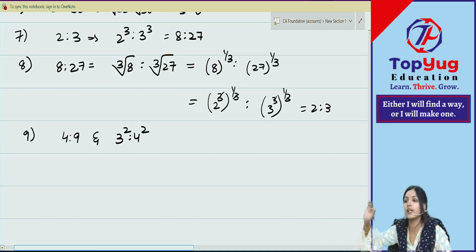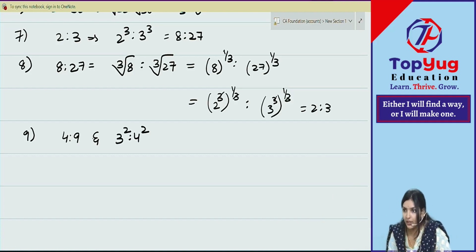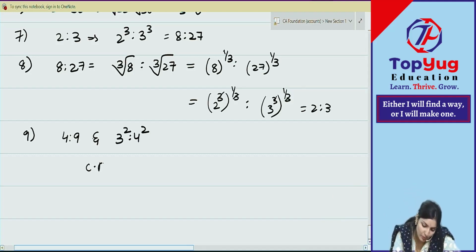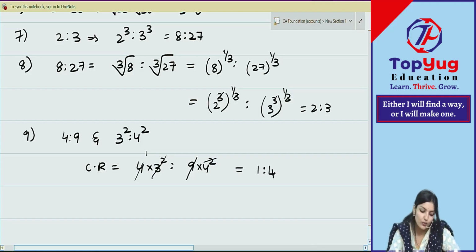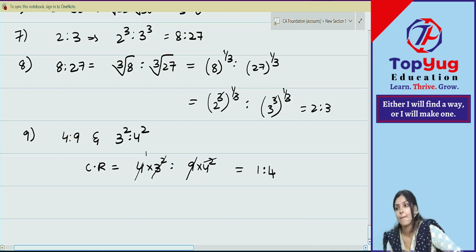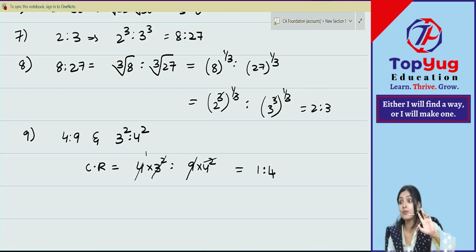First you have to duplicate 3 is to 4. Okay. And then you have to make compounding of it. So CR would be 4 into 3 square is to 9 into 4 square. So 3 3s are 9 gets cancelled. 4 1s are 4, 4 4s are 16. So answer is 1 is to 4. Am I clear? So now these are only two ratios. Sometimes there would be three ratios in which one would be the duplicate and the other would be the triplicate.